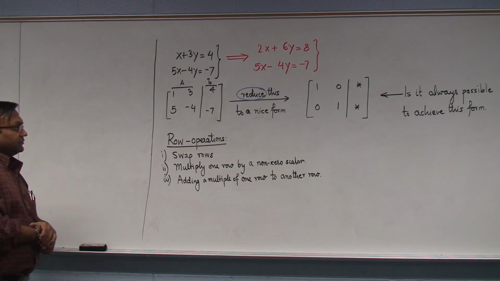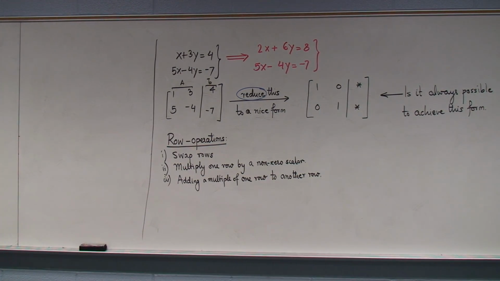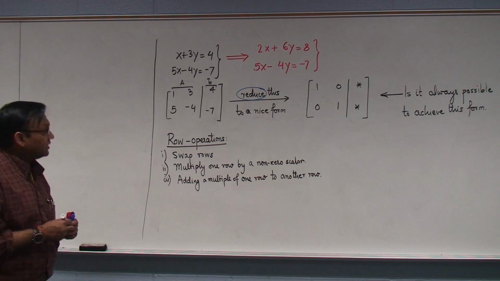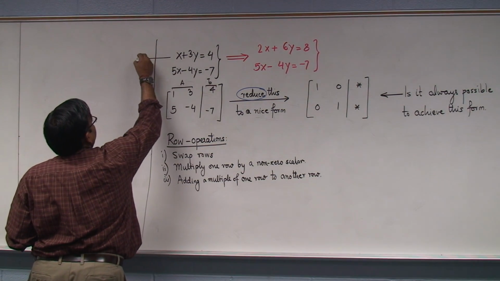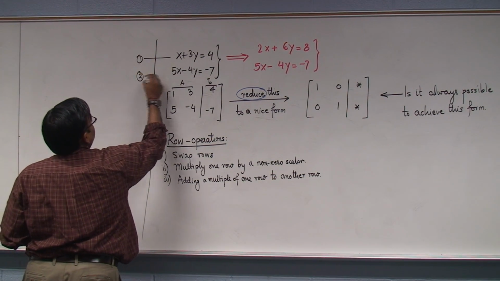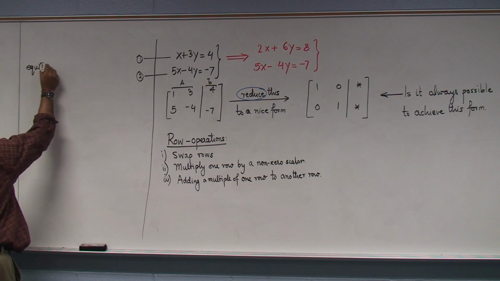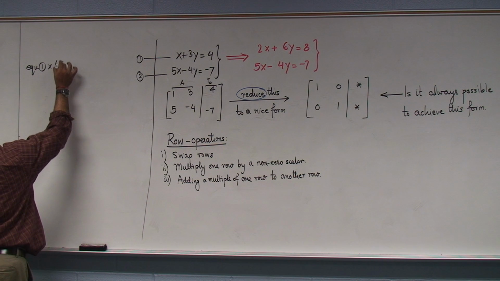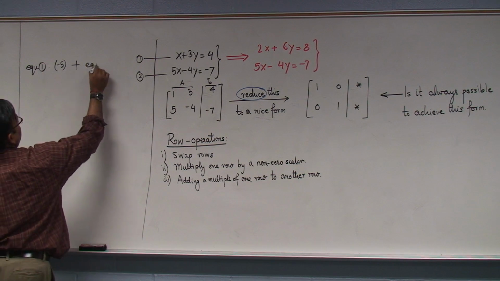What about the third operation? The third operation is the one which is the least obvious. Why is it not changing the solutions to the system of equations? So let's see. If I'm given this, let me call this equation 1, and let me call this equation 2. What if I took equation 1, multiplied it by some scalar, let us say minus 5, and added it to equation 2.